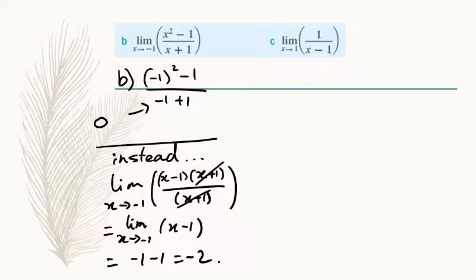Now all this means is the point is going towards -2. It doesn't mean it actually will. But in terms of us working it out, that's what happens. And so that's what that means.